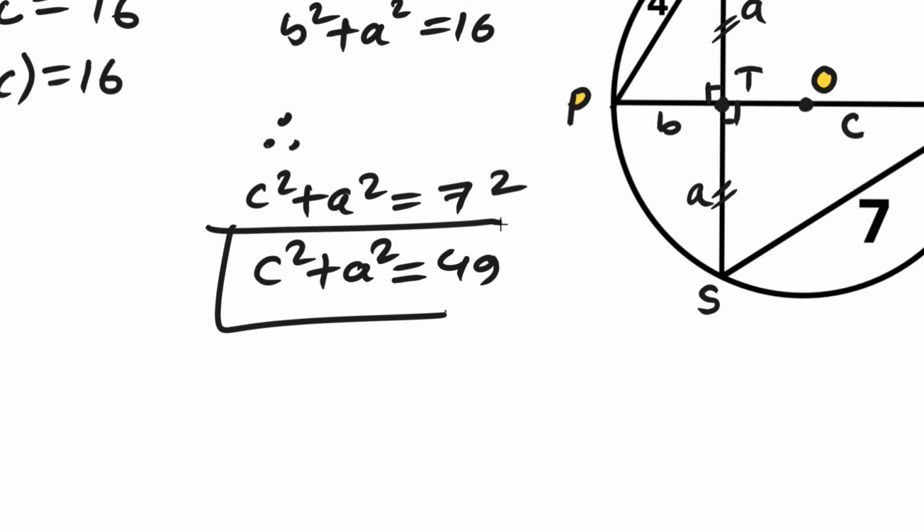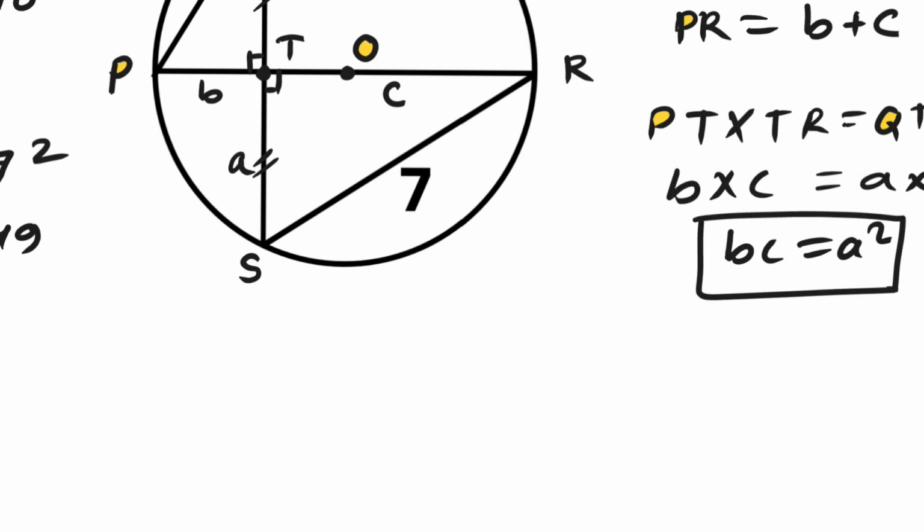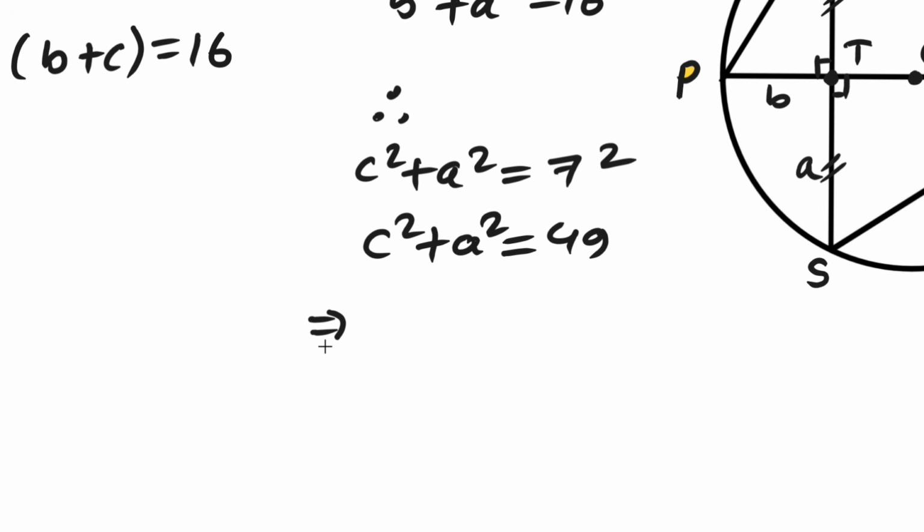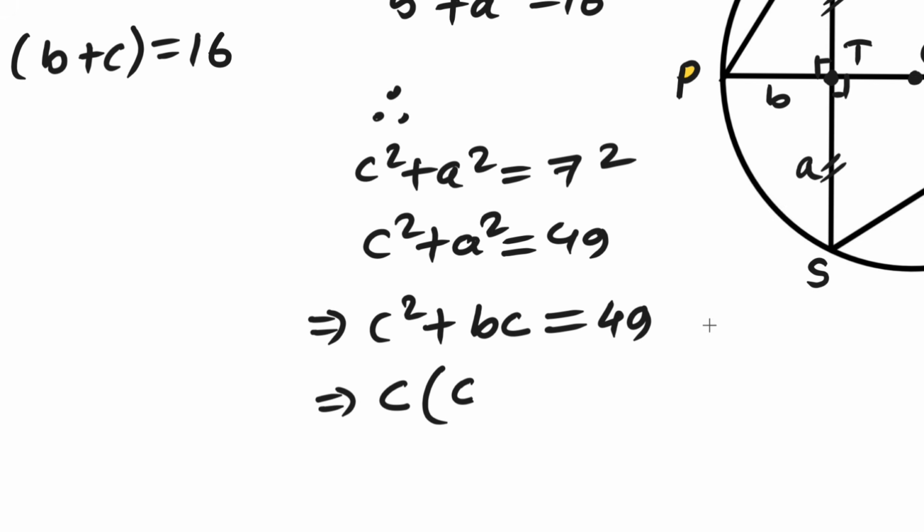Now do the same thing with the second triangle. Since a squared equals b times c, the equation c squared plus a squared equals 49 becomes c squared plus b times c equals 49. Factor c from both terms, and we get c multiplied by the quantity b plus c equals 49.